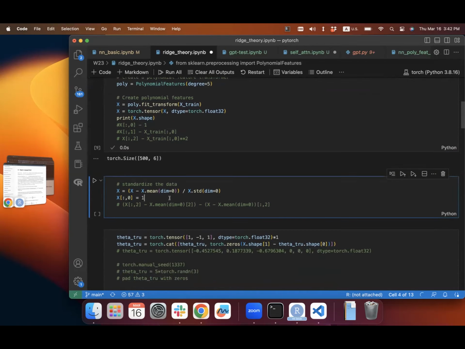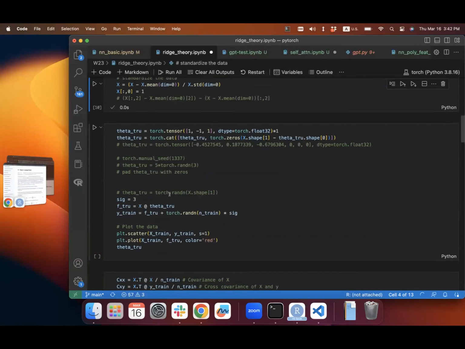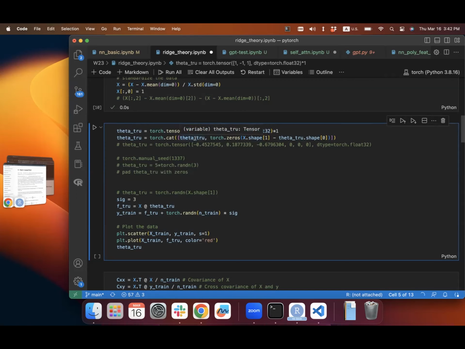And then I'm also standardizing. This doesn't matter much. And here there are 5 polynomial features, but I'm generating the true signal from the first 3: 1, x, and x squared.